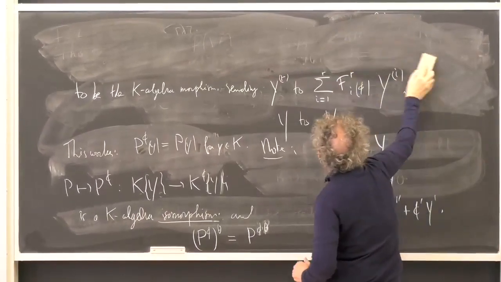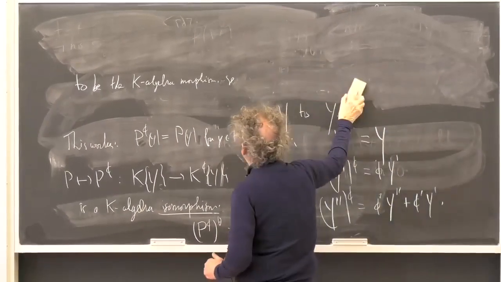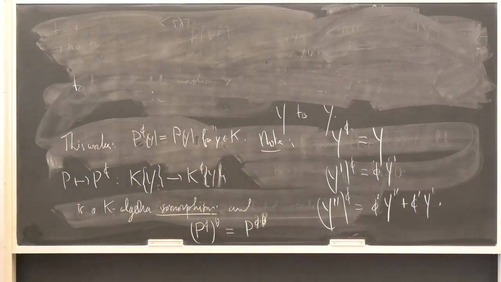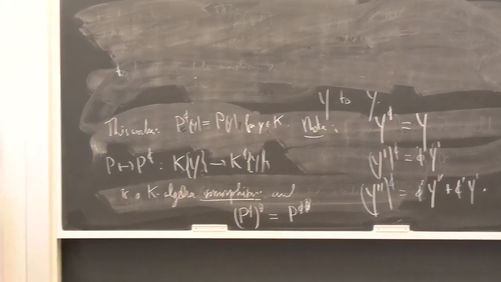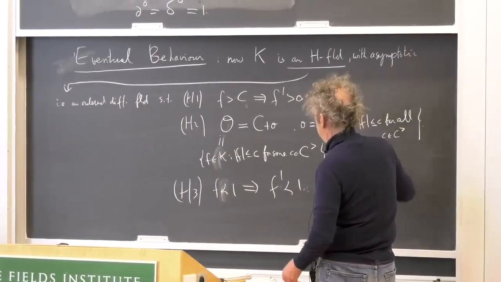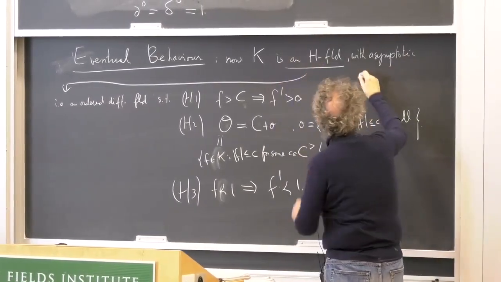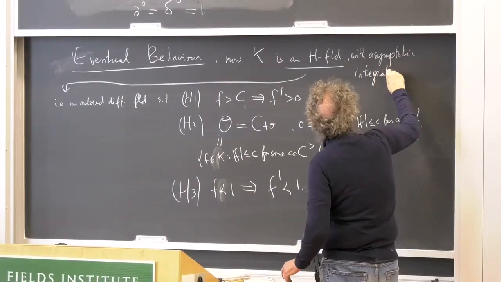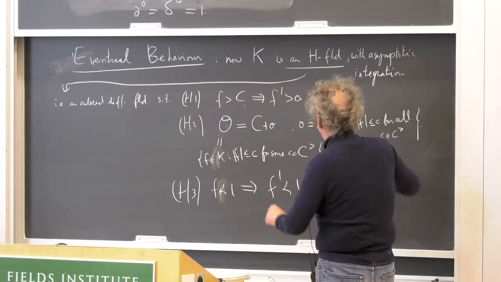So yeah, I'm next going to also assume that K has asymptotic integration. Let K be an H field with asymptotic integration. Oh, I should say asymptotic. I forgot that I have to.